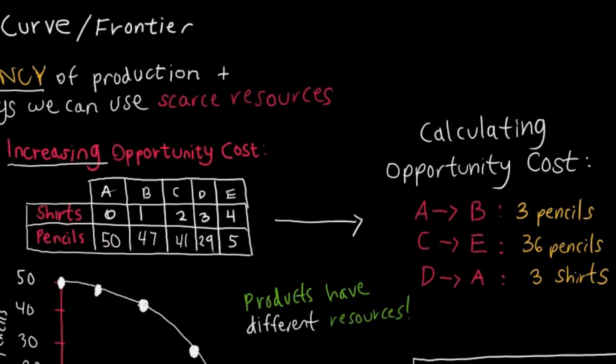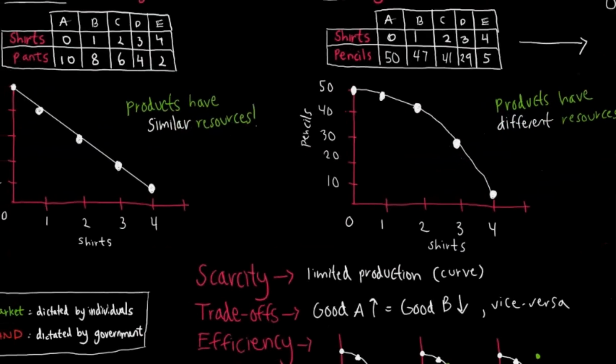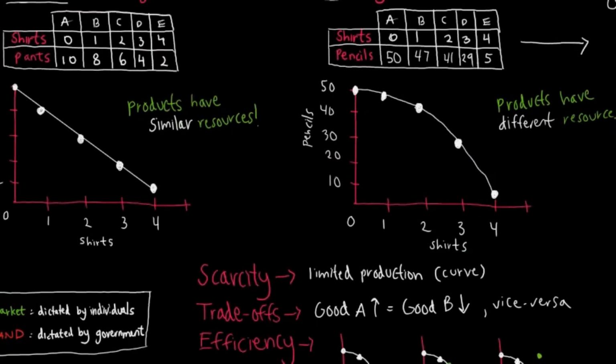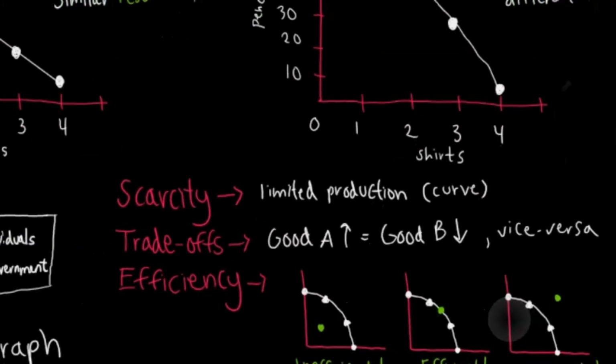From D to A, this is going backwards, so now we're gaining pencils. We gain 31 pencils, but in the process, we go from 3 to 0 shirts, and therefore we lose 3 shirts, and that is our opportunity cost.